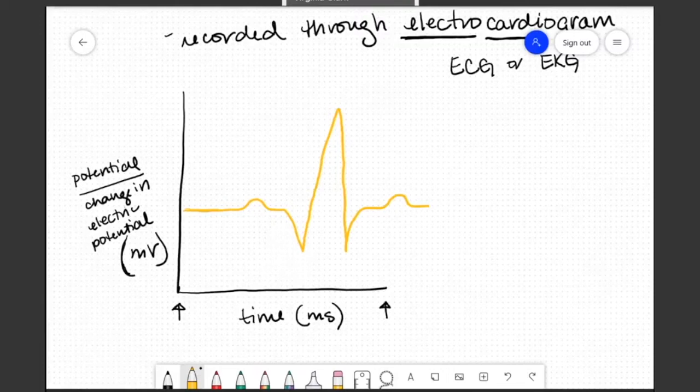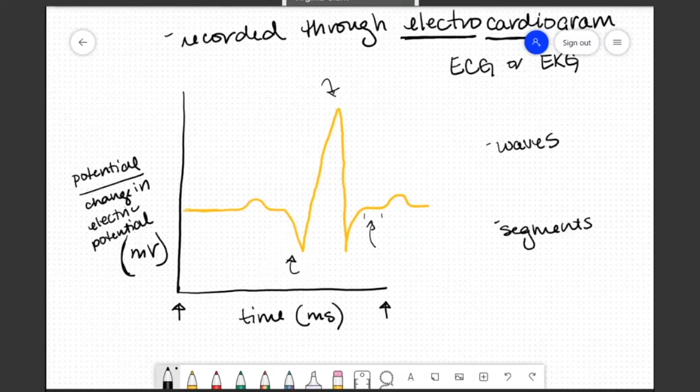So for the items that are called these, you are going to have waves and you're going to have segments. A wave is pretty simple. It's a time when you have a deflection up or a deflection down. A segment is where you are going to have straight. So that's a segment, and that's a segment. Some of the important ones we're going to look at are going to have some names. So this EKG actually has names for all of these waves and segments.